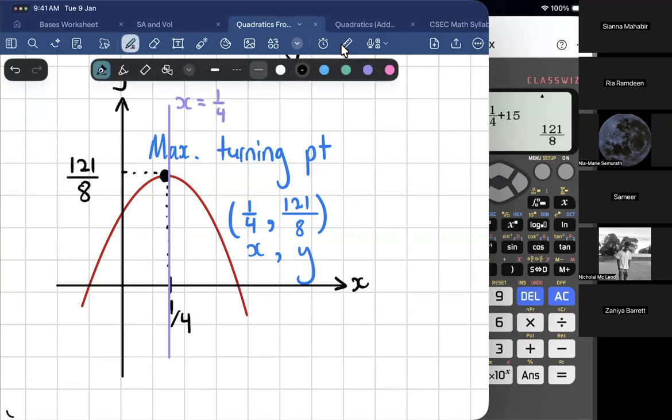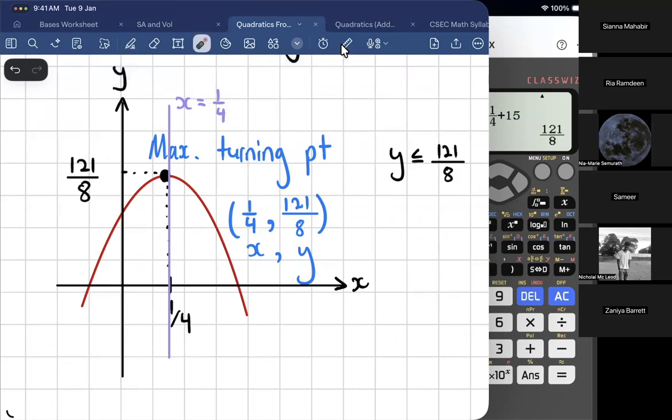So therefore, the y value could be what? Tell me, Sienna. The y value could be 121 over 8. You're missing something. We know that 121 over 8 is the maximum value. So then y could be what than 121 over 8? Oh, y would be less than or equal to. Perfect.